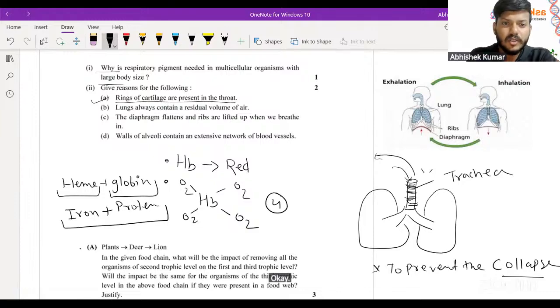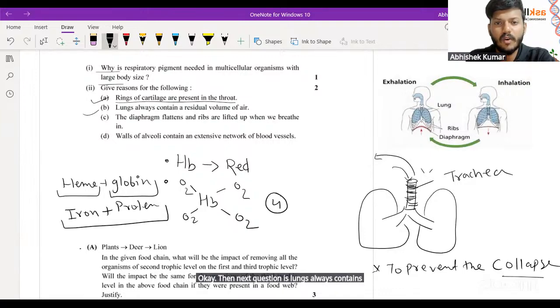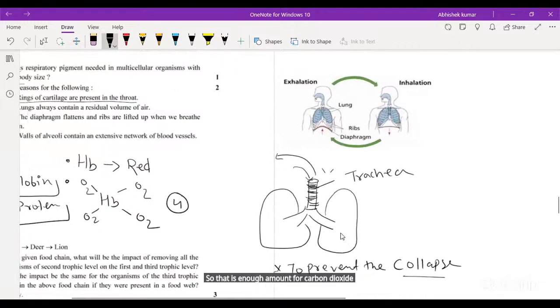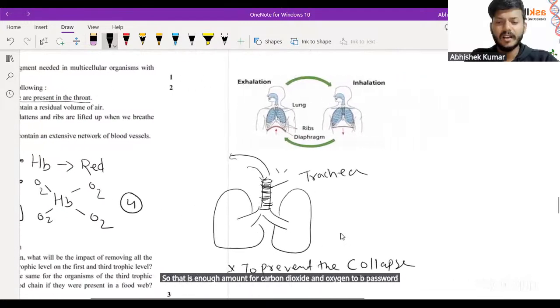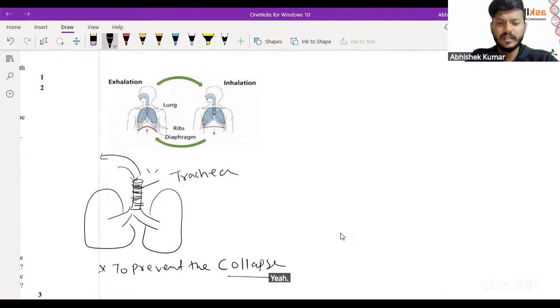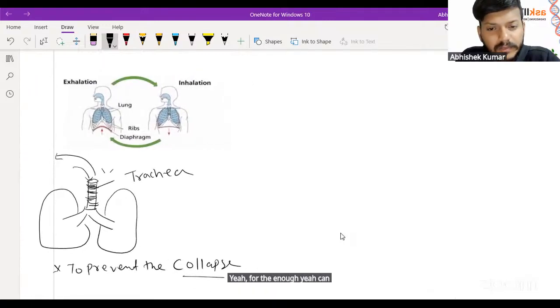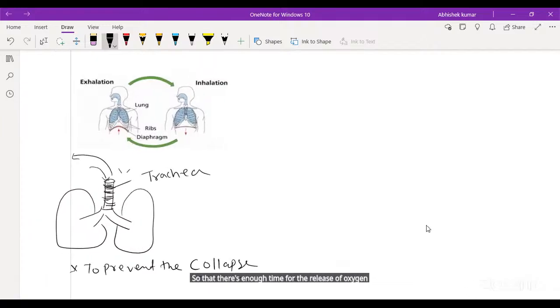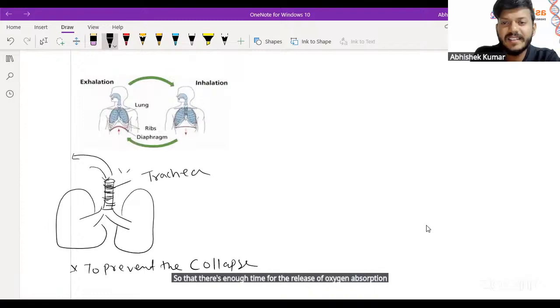Then the next question is: lungs always contain a residual volume of air. Why? So that there is enough amount of air for carbon dioxide and oxygen to pass through it. Can you repeat the answer? So that there's enough time for the release of oxygen and absorption of carbon dioxide. Yeah, they get enough time for the diffusion.